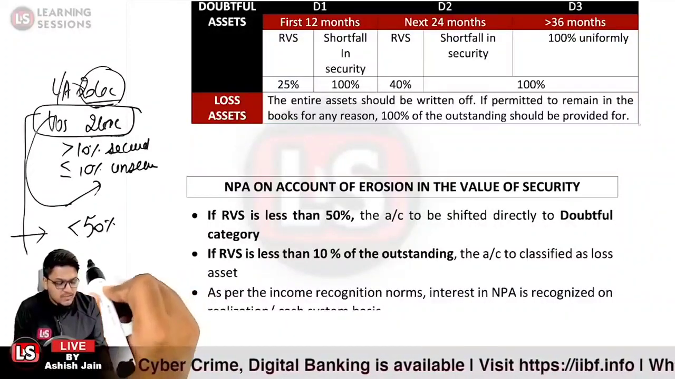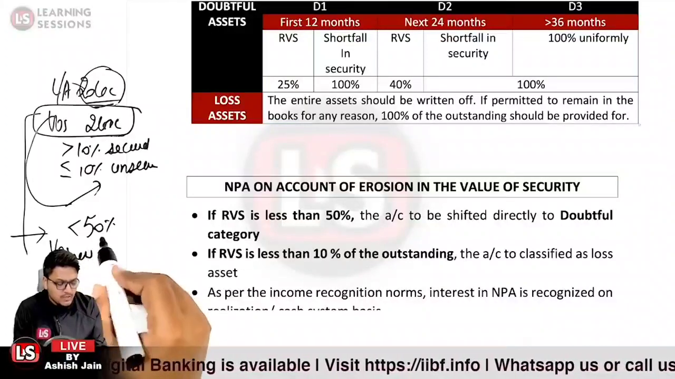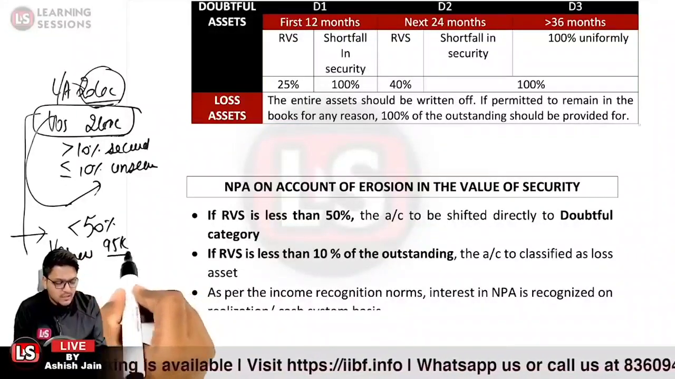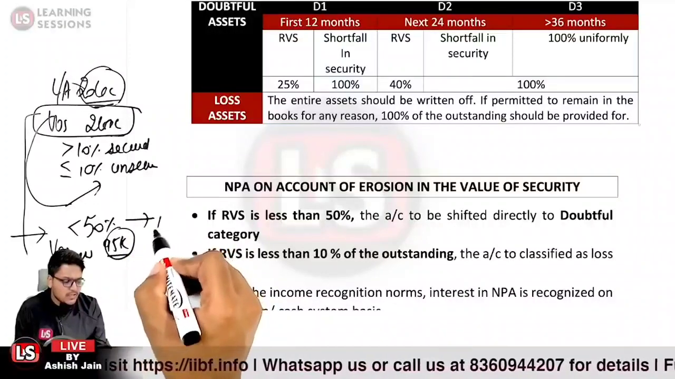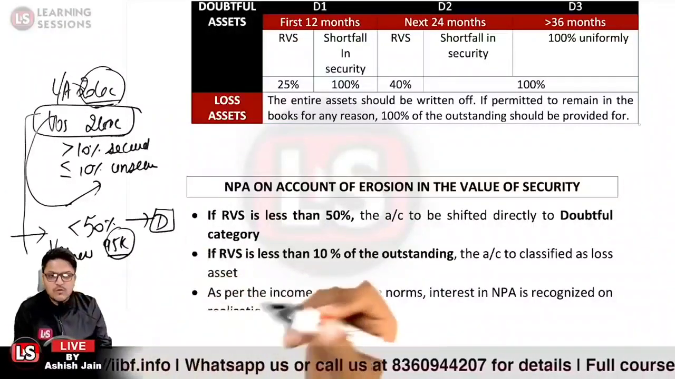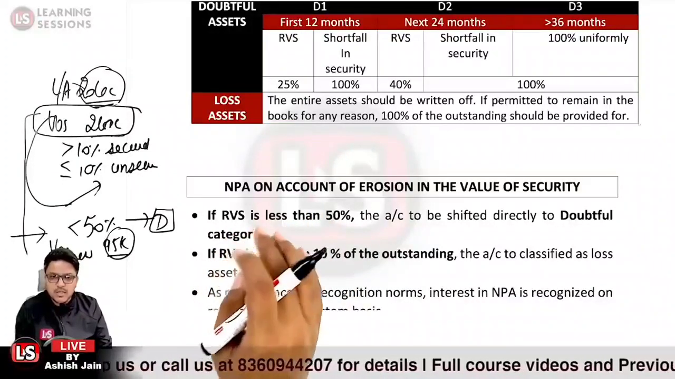Then let us take the case that the new value of security is now equal to 95,000. Now it will be transferred to which category? Now it will be transferred to the doubtful category. Are you understanding my point related to why it is a secured loan, unsecured loan?